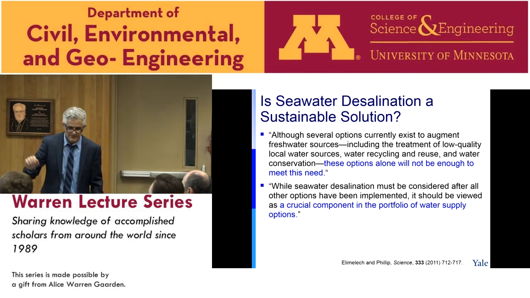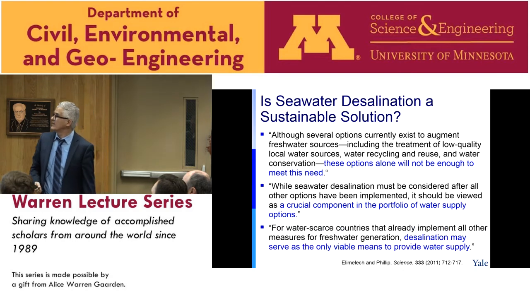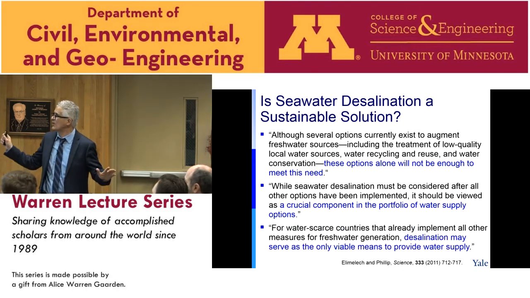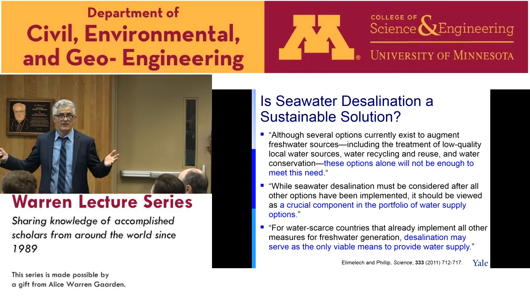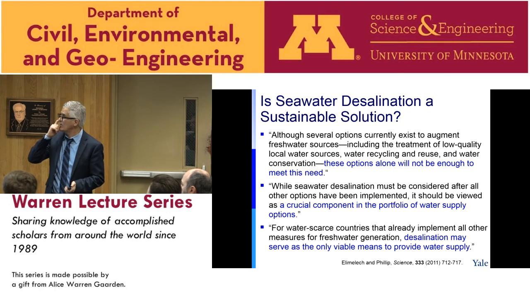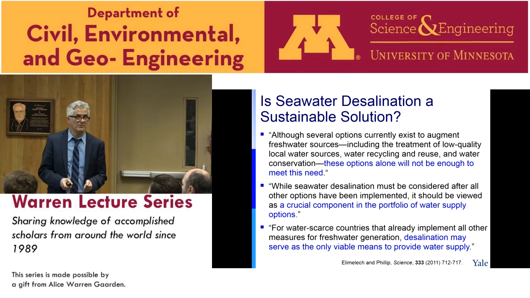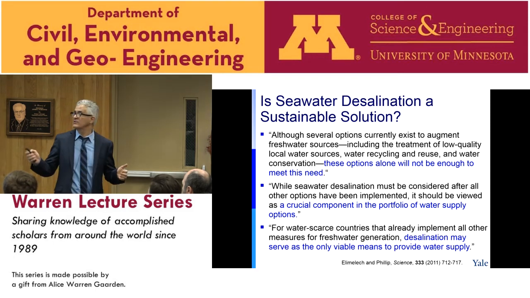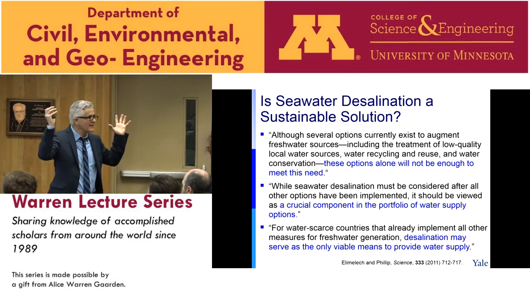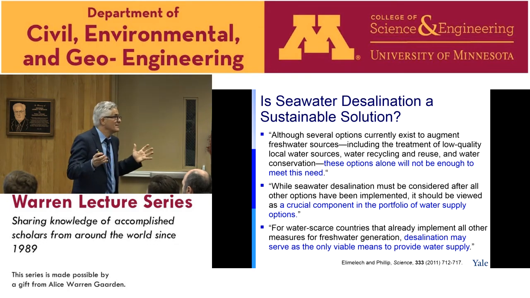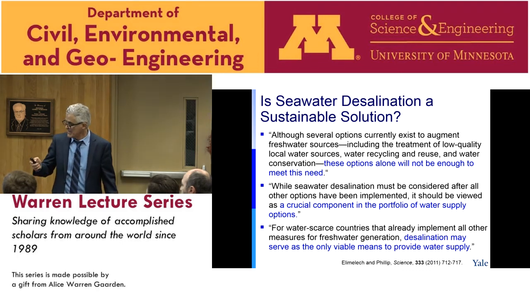And lastly, for water scarce countries that already implemented all other options, and this is what they do in the Gulf countries, in Israel, desalination may serve as the only viable means to provide water supply. So we give a legitimate way that if you try all other options, you can use desalination despite the cries of the environmentalists in California and all kind of things. So, unless you don't want to expand and grow.